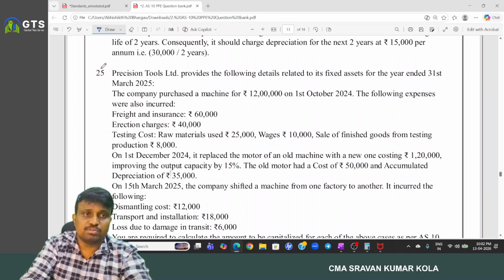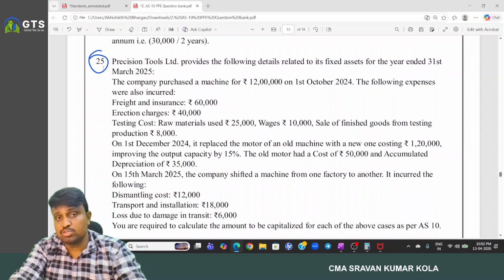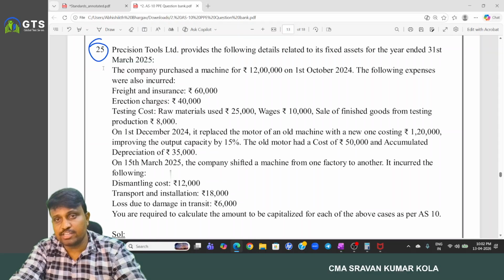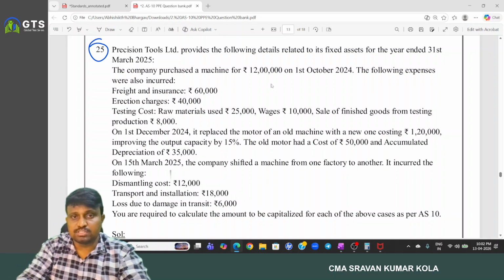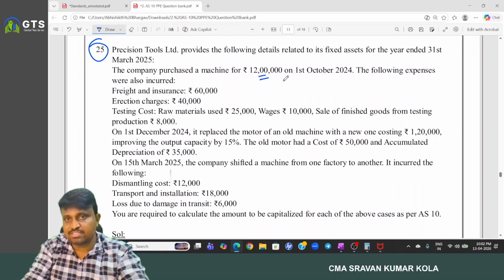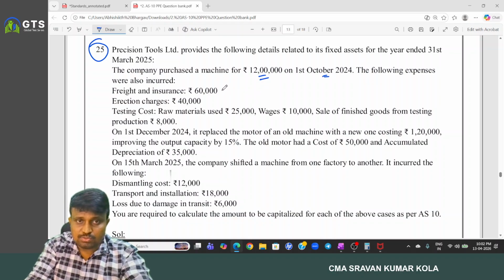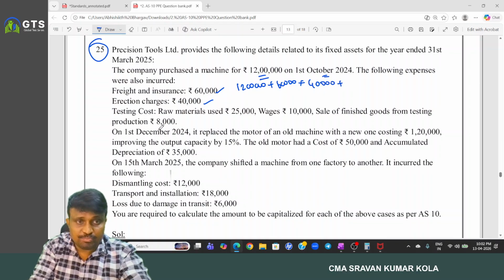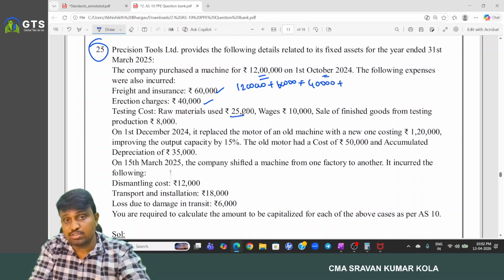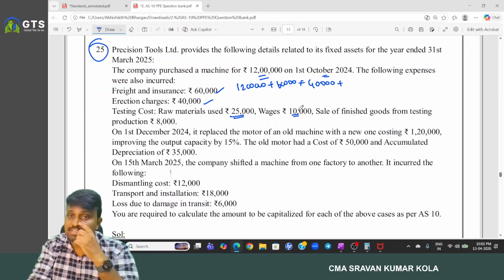Coming to the 21st. Precious Tools Limited provides the following details relating to fixed assets for the year ended 31st March. The company purchased a machine for 12 lakhs, and the following expenses and income on 1st October. So freight will be added to the 12 lakhs, as a directly attributable cost. And erection charges of 40,000 are a directly attributable cost. Testing cost is 25,000 plus 10,000, that is 35,000.